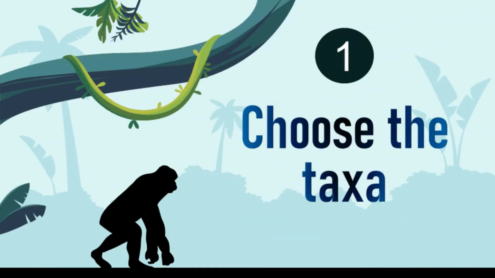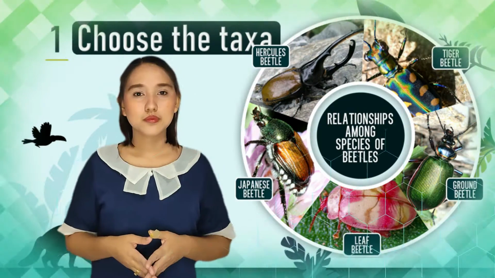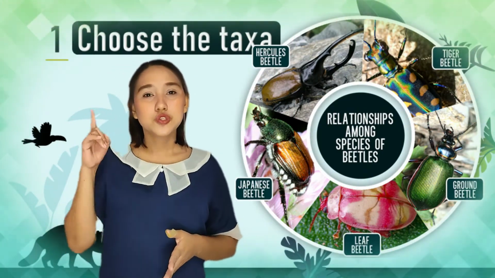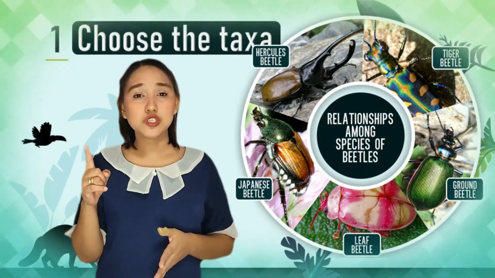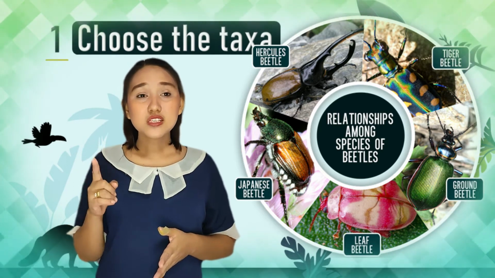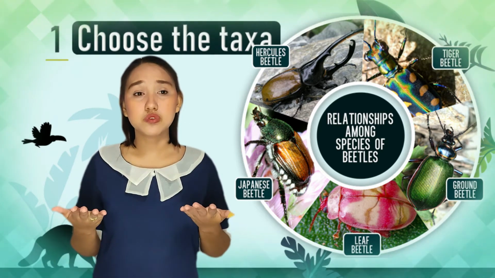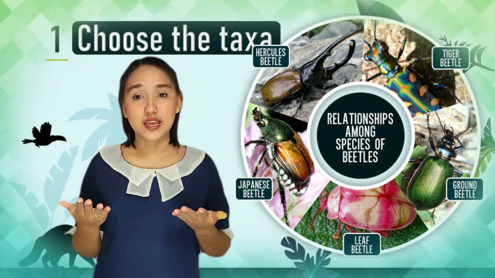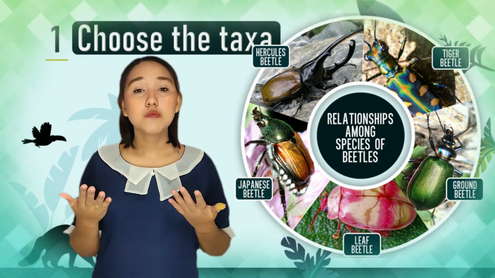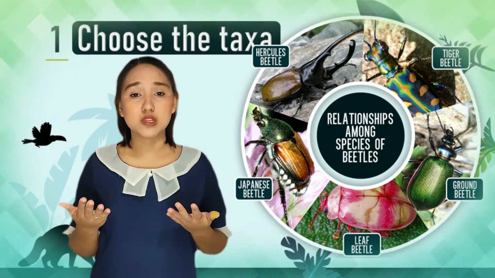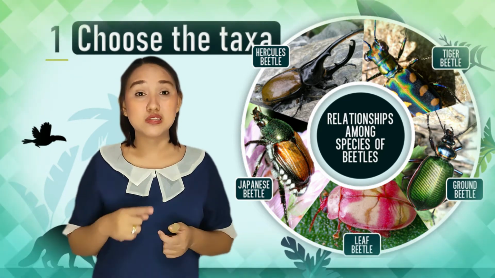Step 1. Choose the taxa. Choose a group whose evolutionary relationships interest you. These taxa will be the tips of your tree and must be themselves clades. For example, you might choose 20 species of beetle that all fall within the same genus.